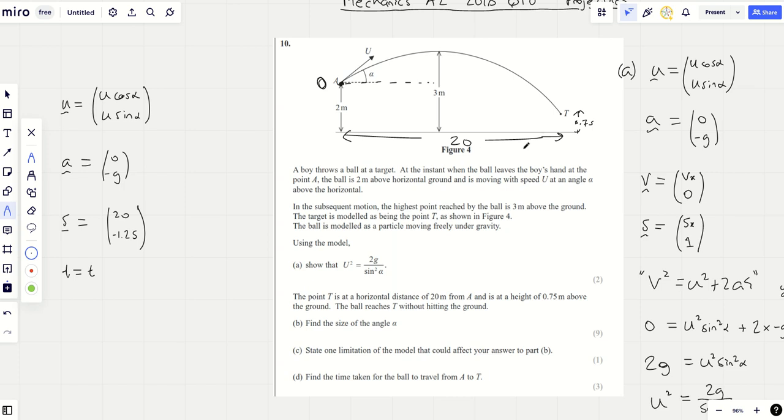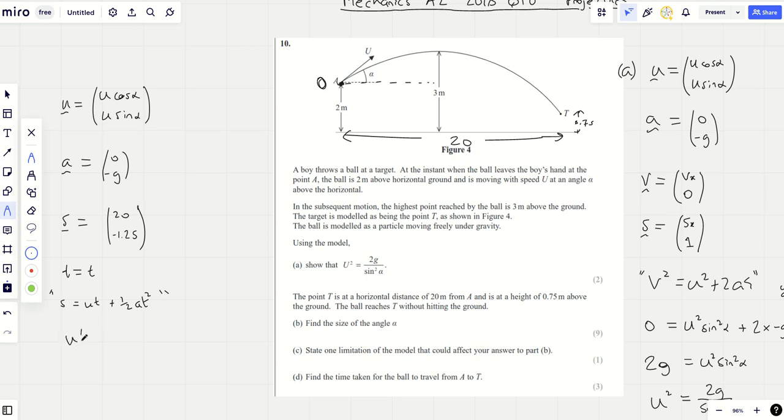Clearly, I've got to use something fresh, something new, because I used this information already. Okay, so here's my strategy. Firstly, I'm going to use s equals ut plus a half at squared this time, and I hope you can see why I'm doing that. It's because I've got u, a, and t. That's the Suvat equation I'm going to be using, but I'm going to be using the horizontal components this time.